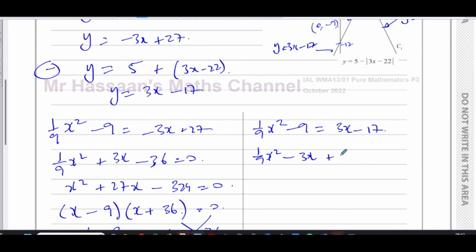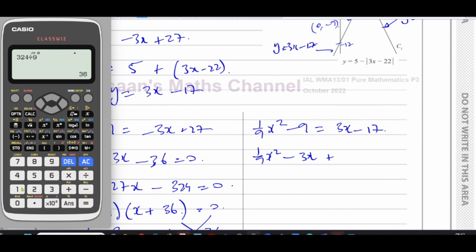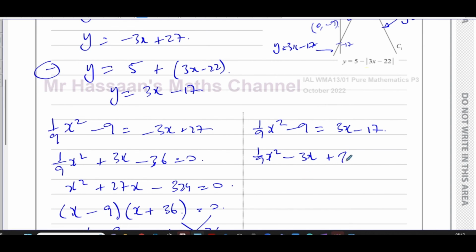Minus 9 plus 17, which is going to give us, let's just make sure, 9 minus 17. That gives us minus 8, so it's going to be plus 8 equals 0, right? Minus 9 plus 17 is plus 8. That's right. So now we can multiply by 9.